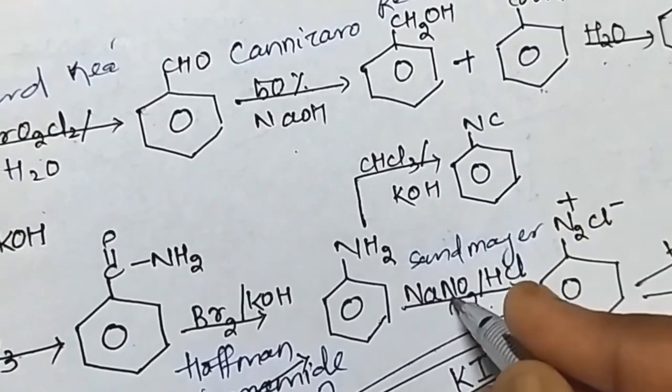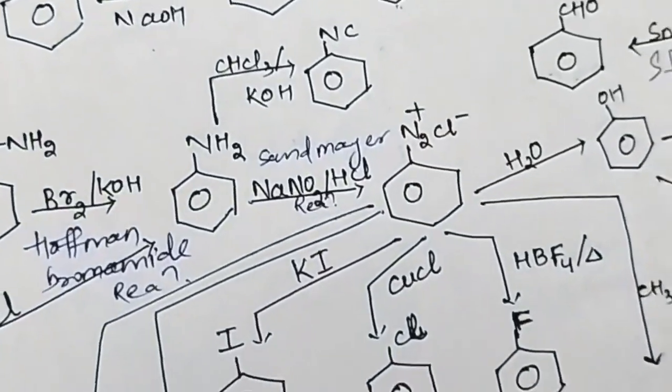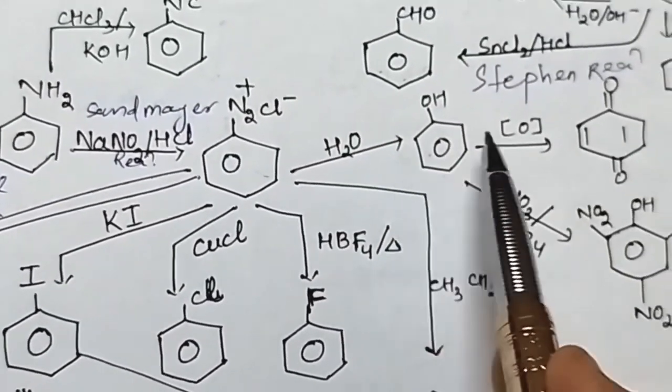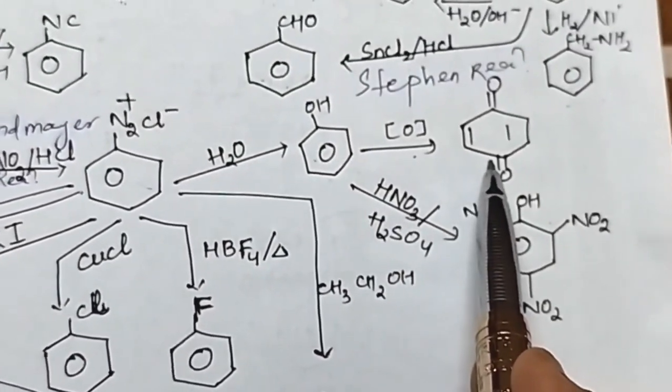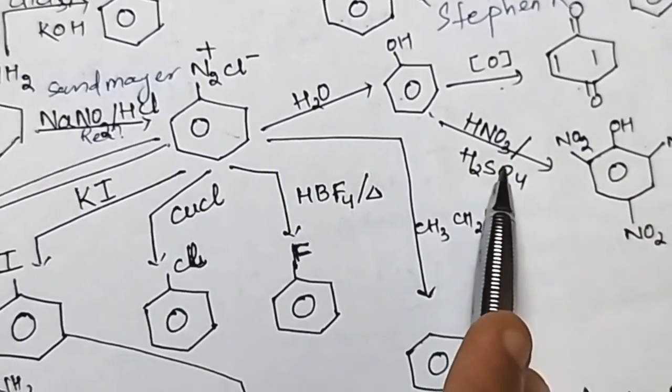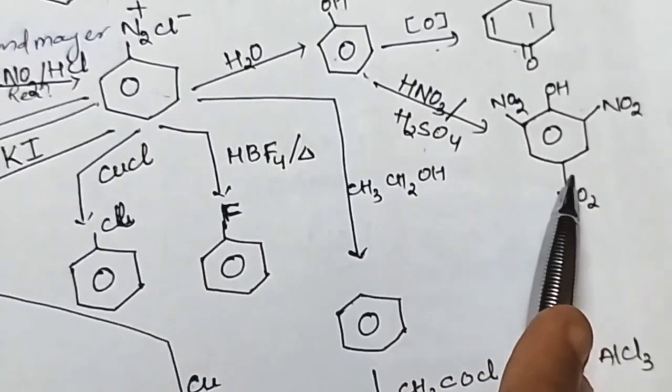Then benzene diazonium chloride is formed. When benzene diazonium chloride is hydrolyzed, then phenol is formed. When phenol is oxidized, then benzoquinone is formed. When phenol is treated with nitric acid and sulfuric acid, then picric acid is formed.